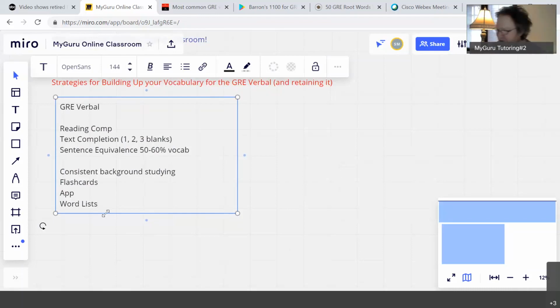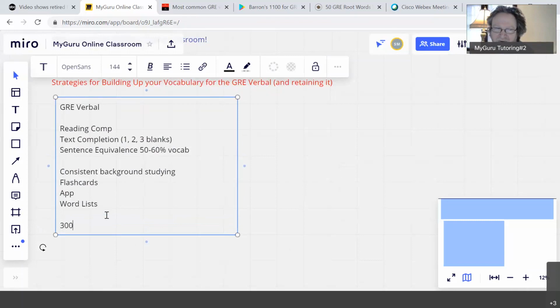Usually what you're going to be doing is a targeted list of maybe 300 to 1,000 words, depending on time. If you're taking the test in a couple of weeks or a month, anywhere from 300 to 500 words is generally fine. All right, and you want to get a good list.